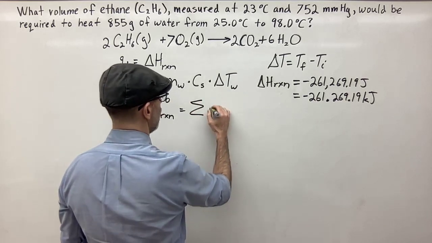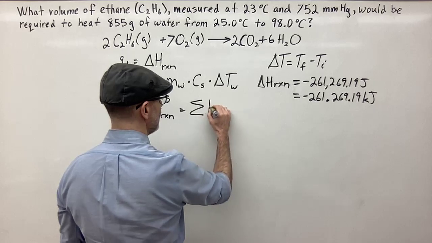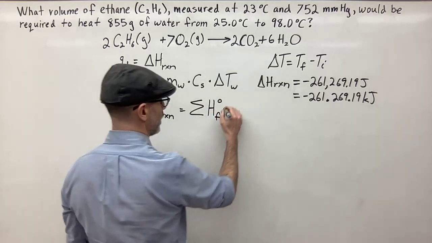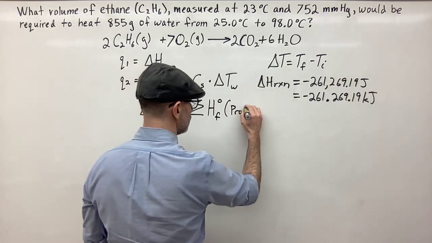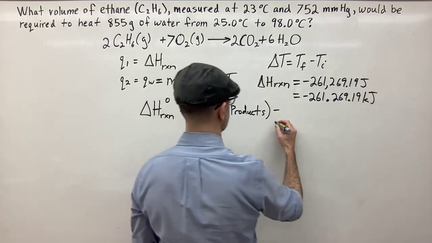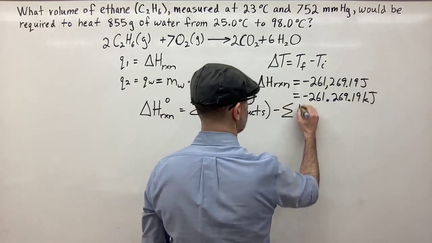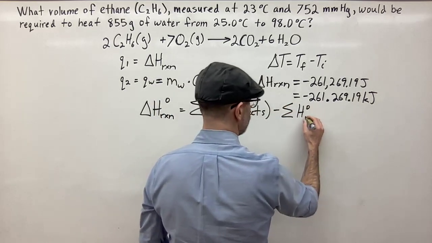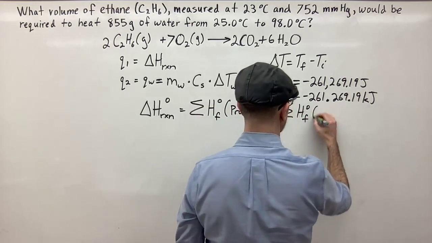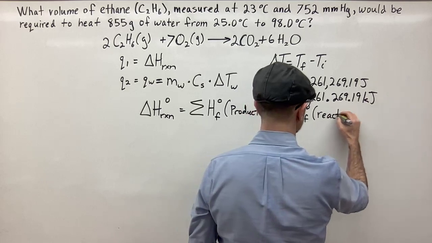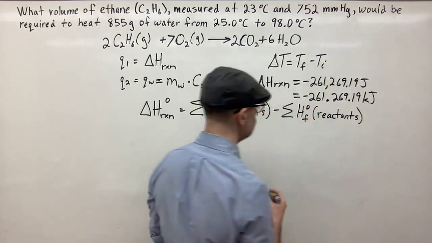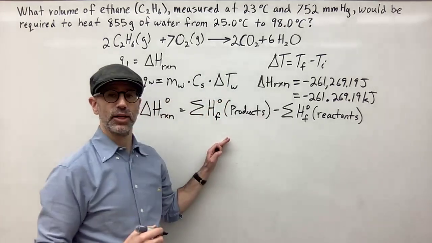how should I write this? The sum of the standard enthalpies of formation of products minus the sum of the standard enthalpy of formation of reactants. So we're going to use that equation.